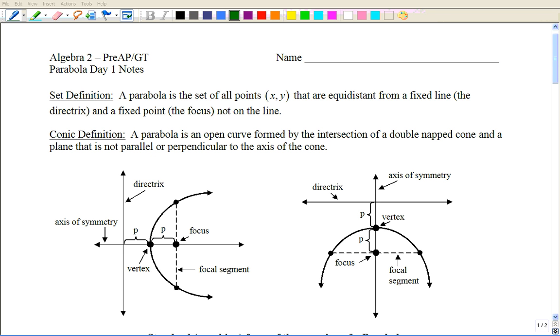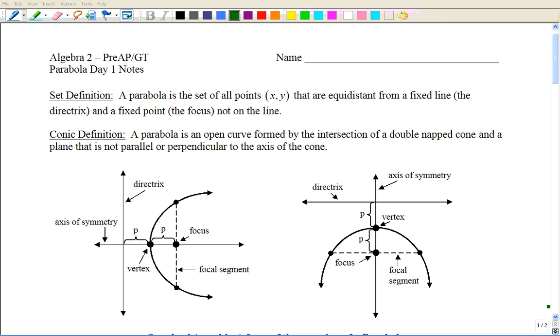Okay, so getting started, we have the set definition and conic definition of a parabola. The set definition is: a parabola is a set of all points x and y that are equidistant from a fixed line, the directrix, and a fixed point, the focus, which will not be on the line. The conic definition is: a parabola is an open curve formed by the intersection of a double napped cone and a plane that is not parallel or perpendicular to the axis of the cone. So make sure that you know both of those definitions.